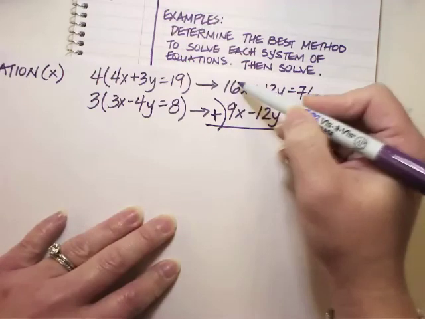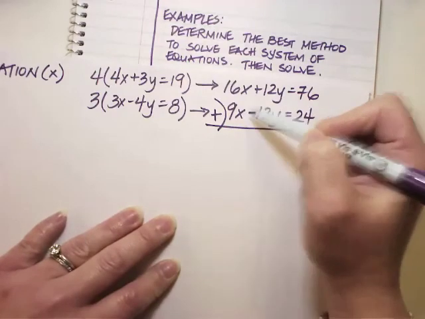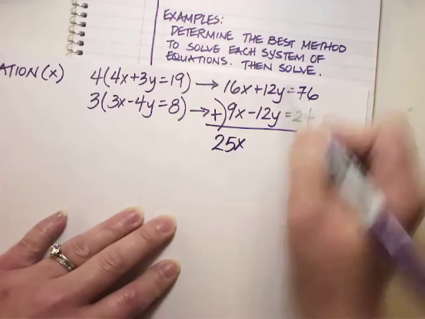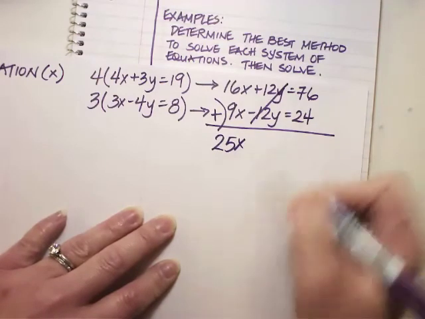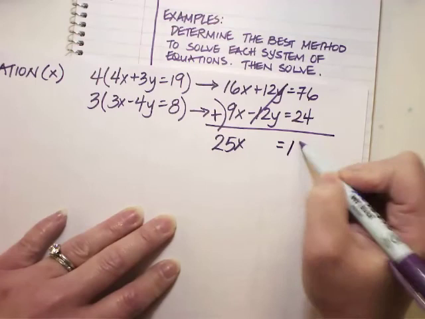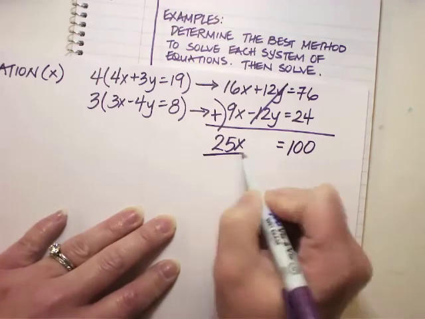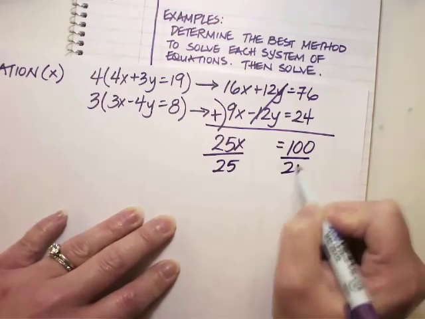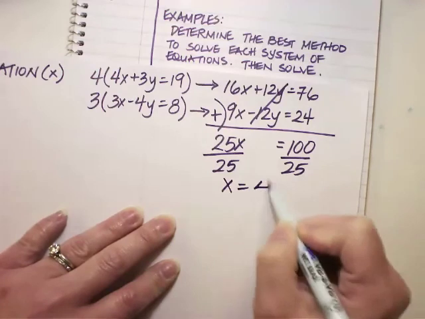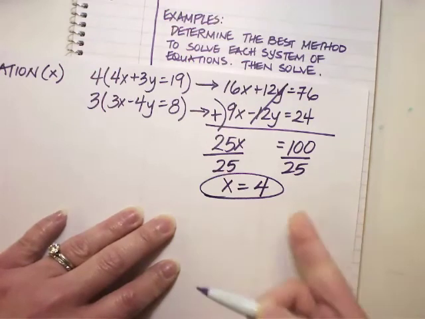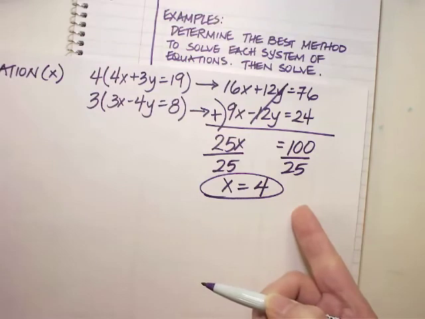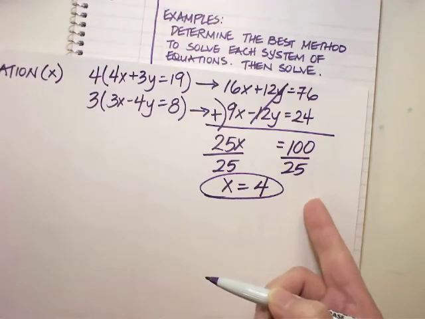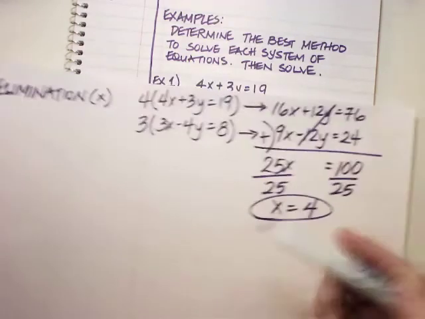Lined up already, so 16x plus 9x gives me 25x. These two will cancel out, exactly what we want, elimination. And this is a nice 100. So let's divide by 25 now, and I get x equals 4. Now remember, I'm only halfway there. I've only got my x answer. I need to find my y now. So I'm going to pick one of the equations. I'll go with the second one. Let's go with the second one.